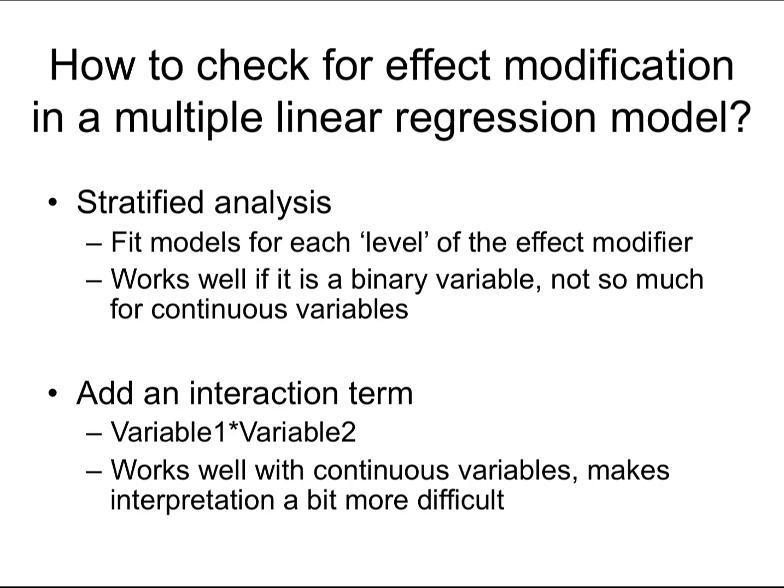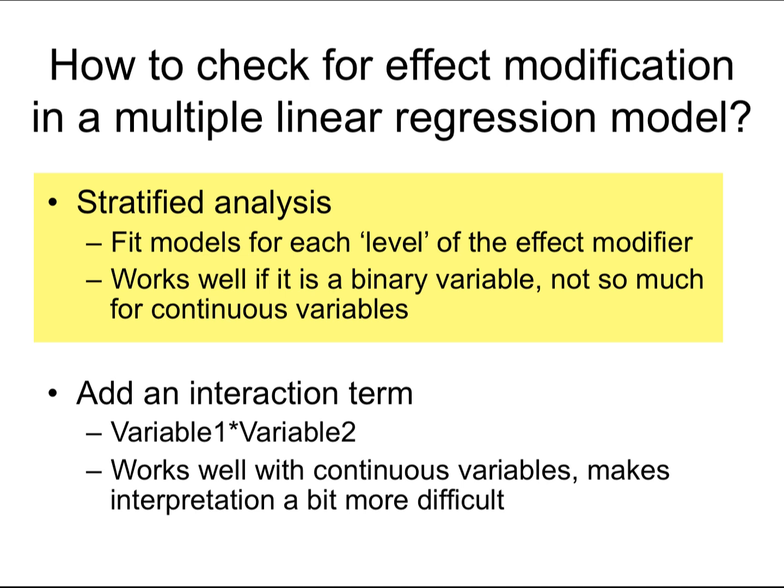So how do we check for effect modification in a multiple linear regression model? There are two ways. The first is to fit a model for each level of the effect modifier. So for example, one for those who do regular shift work and one for those who do irregular shift work. This works well for categorical variables, but not so much for continuous variables, because you would need to fit a model for each level of the continuous variable.